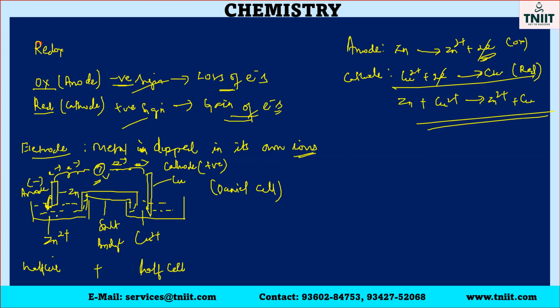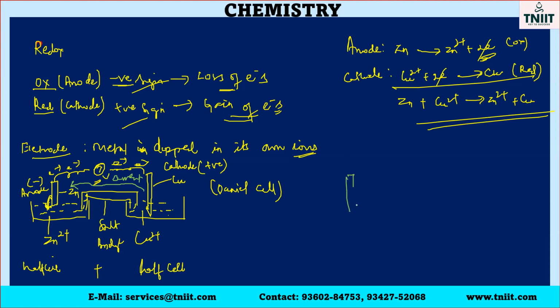So this loss of electrons at the anode and gain of electrons at the cathode is a change in chemical energy. This change in chemical energy appears as current. So current flows from the cathode to the anode. Now this is with respect to the electrochemical cell, oxidation and reduction.